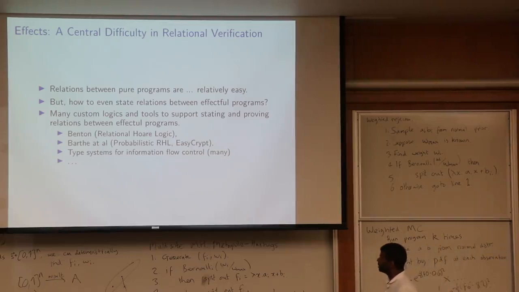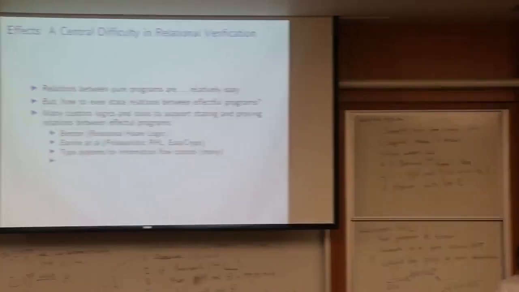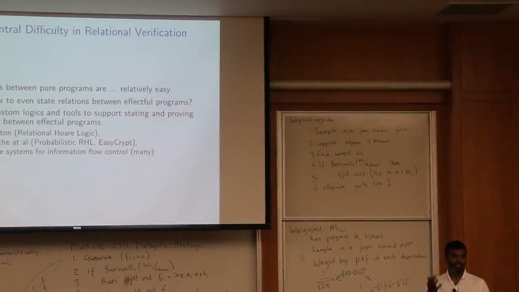There are many others. Type systems for information flow control are a good example of this: a program logic or a type system geared towards proving one particular kind of relational property, which happens to be information flow.